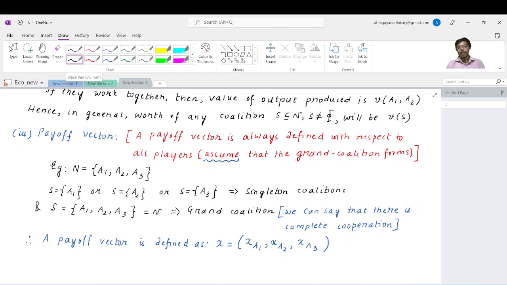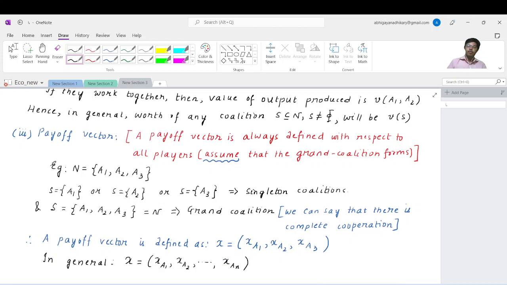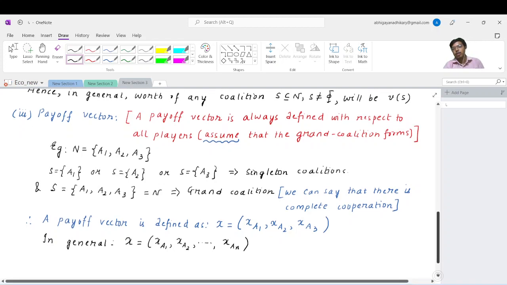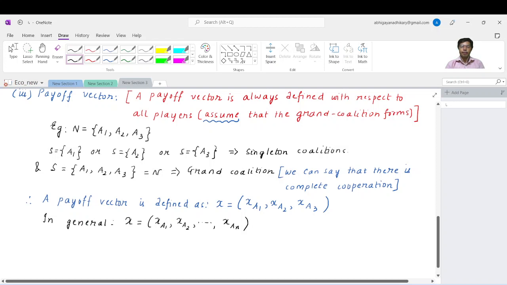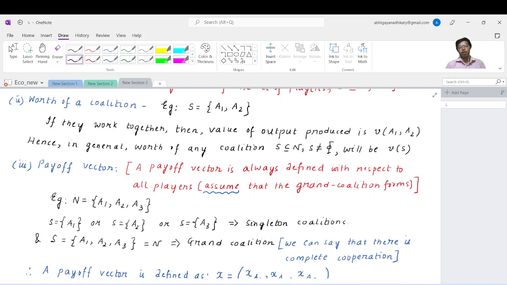So the number of players, if there are 3 or n, whatever it is, in general, if you have an n-player structure, then X will be an n-component vector: X of A1, X of A2, dot dot dot, X of AN. So you have to specify the payoff of each player in the society under the grand coalition. This is essentially the payoff that we are considering. Okay. So now we have the definitions of three things: what is a coalition, what is the worth of a coalition, and what is a payoff vector.